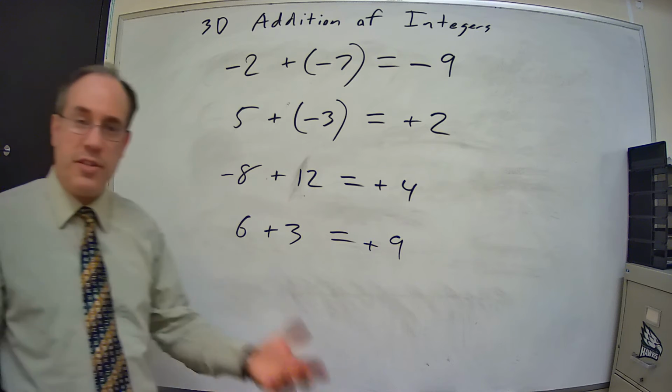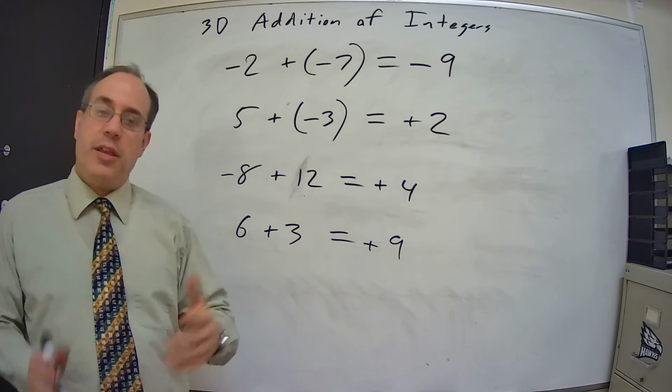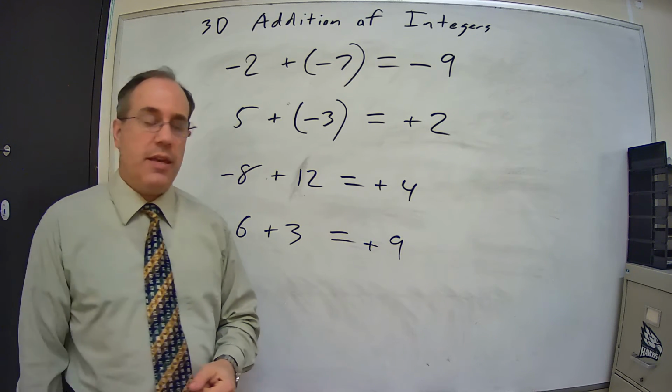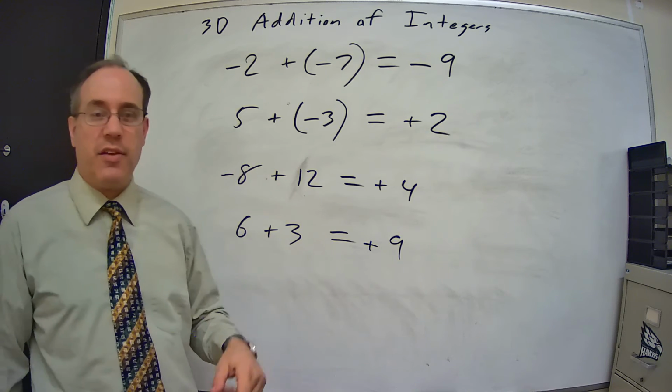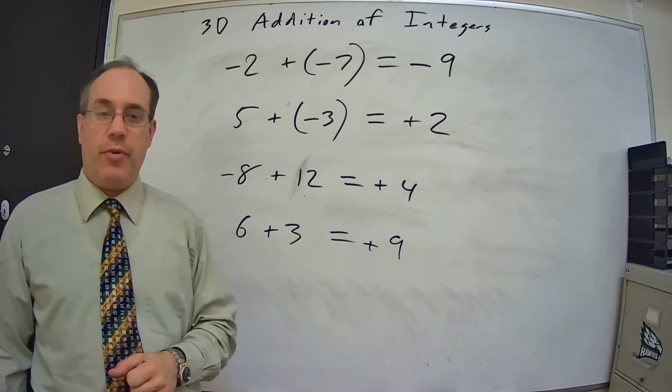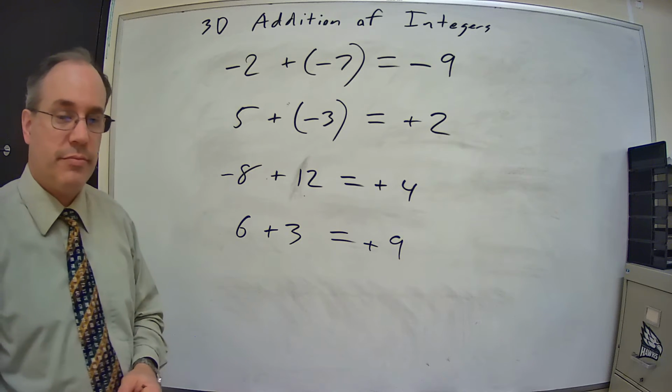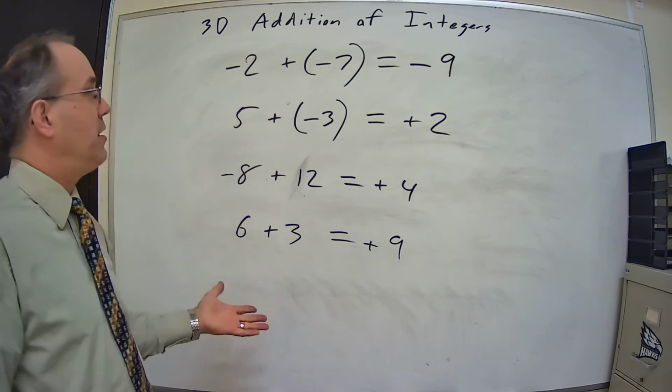If the signs are the same, add them and keep the sign. If the signs are different, subtract them and take the sign of the larger number. So that's adding integers.